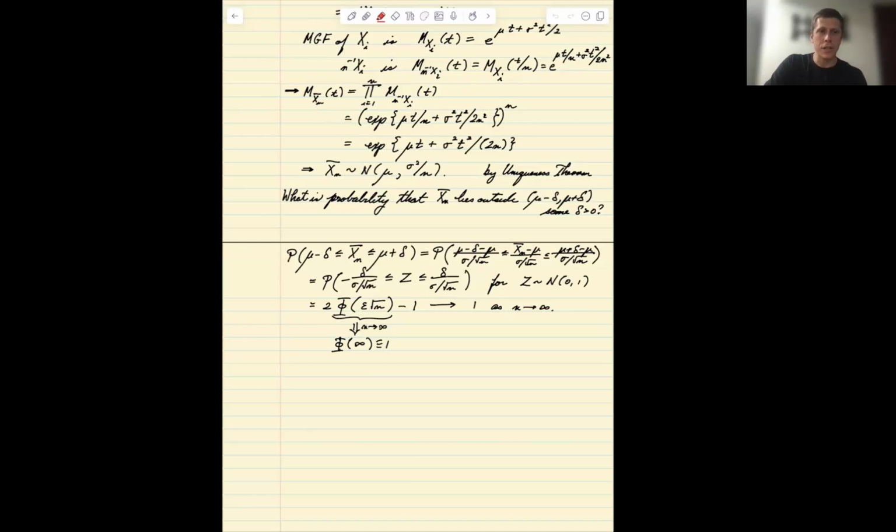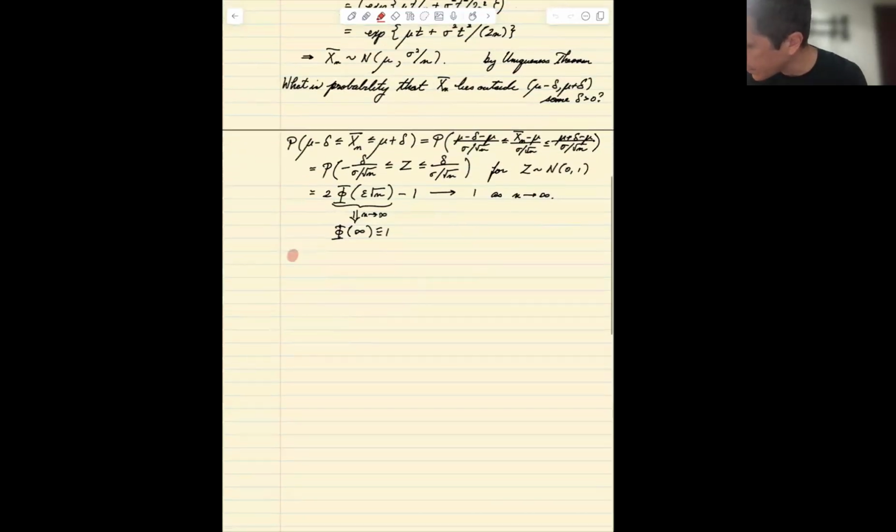That introduced us to the concept of what's called convergence in probability, which we're going to talk about in further detail now in the general case. So, convergence in probability.